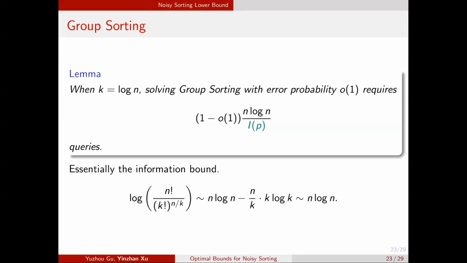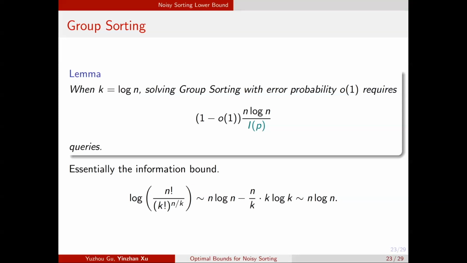The number of different configurations of groups is n factorial over (k factorial) to the power of n over k, because the number of permutations is n factorial, but inside each group of size k, we don't care about the orders of the elements. So we can divide by (k factorial) to the power of n over k. So the number of bits needed to encode a configuration of groups is log of n factorial over (k factorial) to the power of n over k, which is roughly n log n minus n over k times k log k. And because k is only log n, this ends up being roughly n log n.